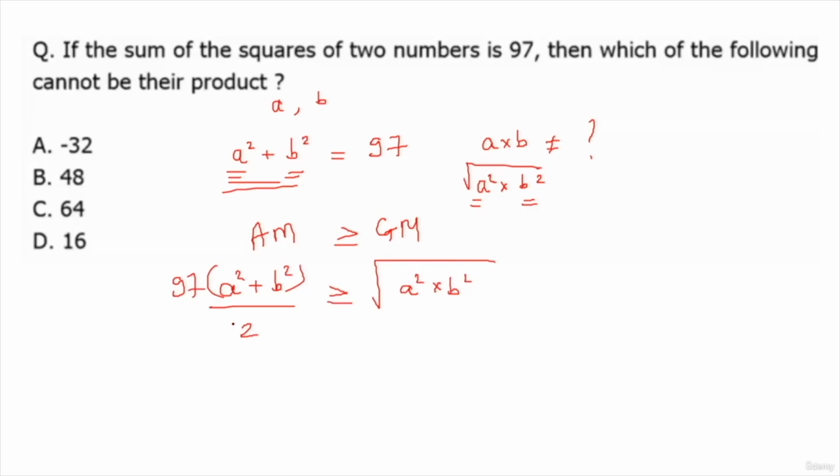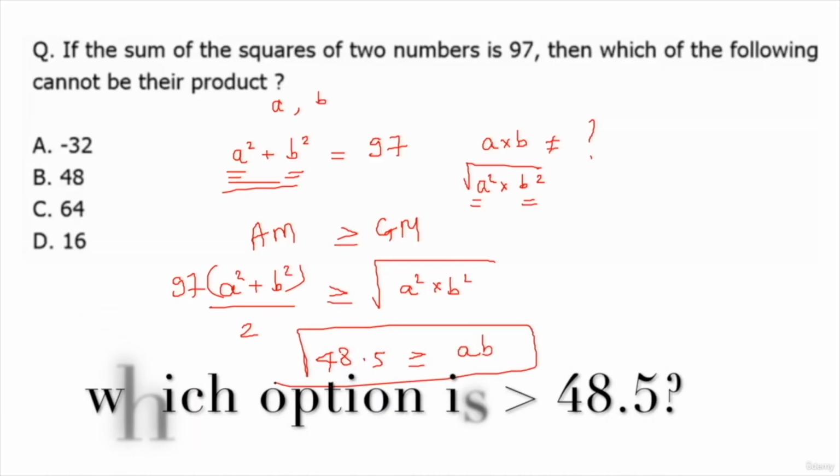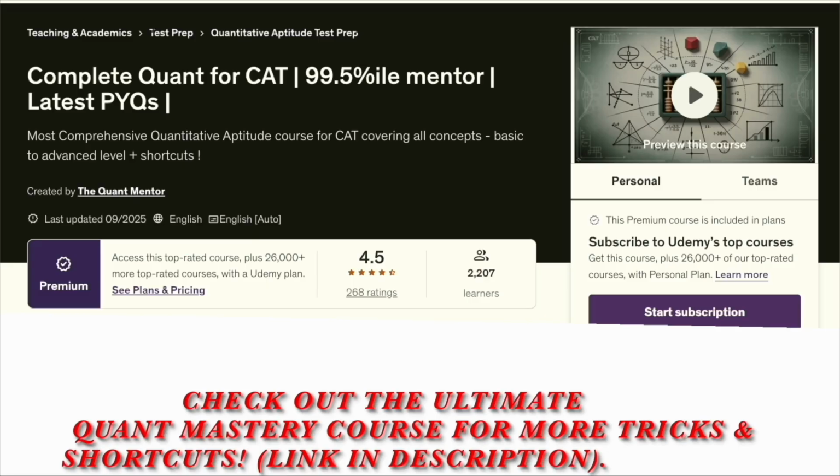So a square plus b square, if we substitute as 97, divide by 2 will be 48.5. So basically square root of a square b square, which is equal to ab, should be less than equal to 48.5. Which option is bigger than this? 64, and that's the required answer.